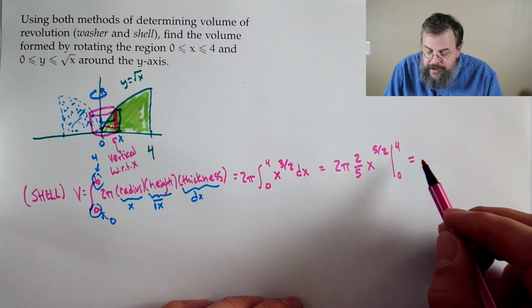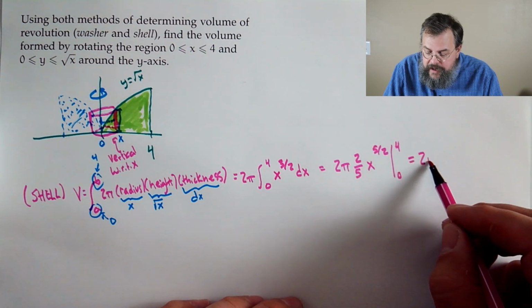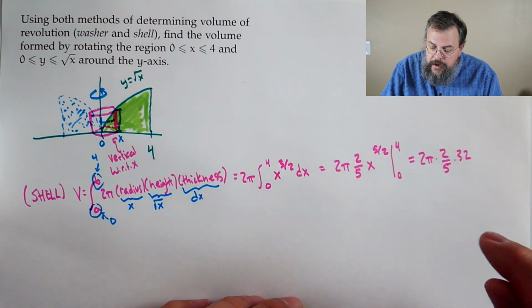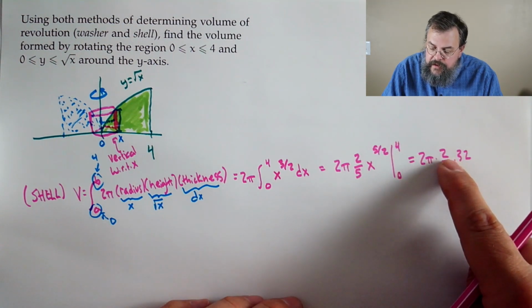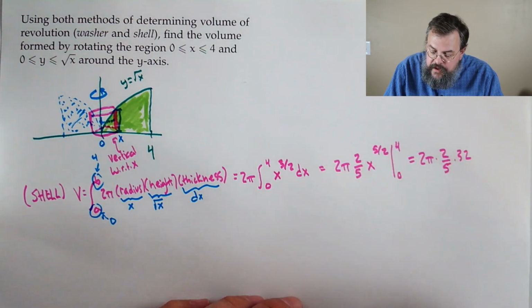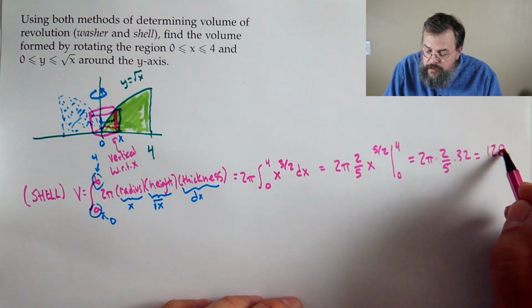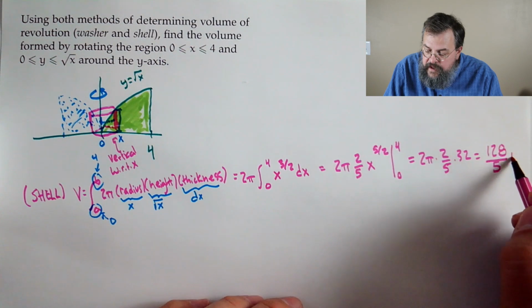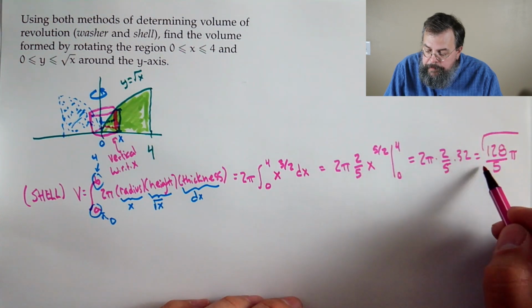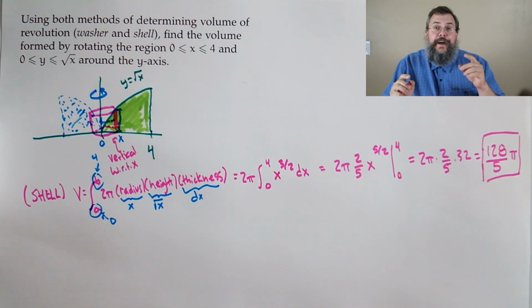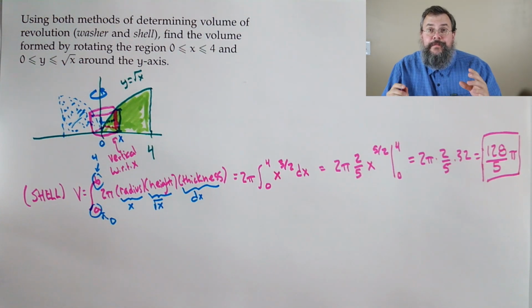All right. So we have, I'll write that down again, 2 pi times 2/5 times 32. Well, 2 times 32 is 64 times another 2, 128. So 128 fifths pi. There we go. Good. And that's the volume.